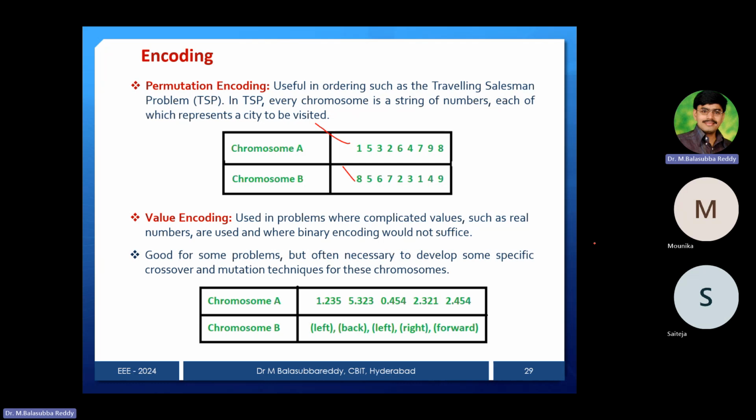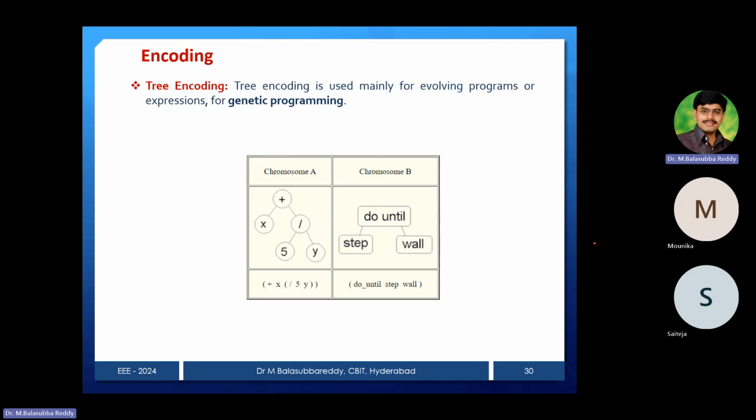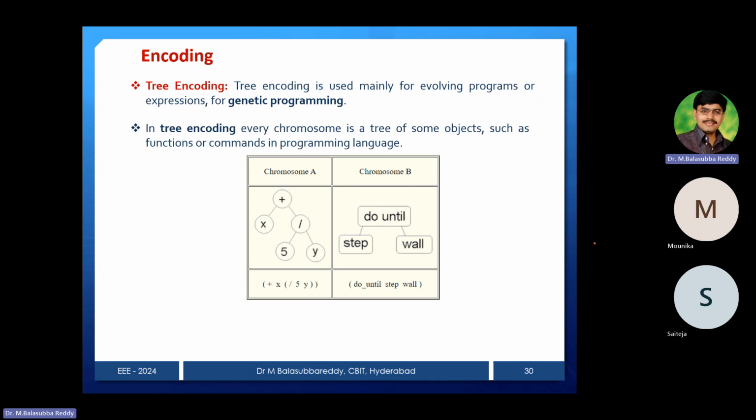It is often necessary to develop some specific crossover and mutation techniques for this type of chromosome. And the last one is tree encoding. Tree encoding is used mainly for evolving programs or expressions in genetic programming. So like this, chromosome A, chromosome B, and so on. For all the cases, we need to represent things in terms of chromosomes. We can represent different kinds of chromosomes, whether binary encoding, value encoding, or tree encoding. It is a tree of some objects such as functions or commands in a programming language. For that case we can use tree encoding.